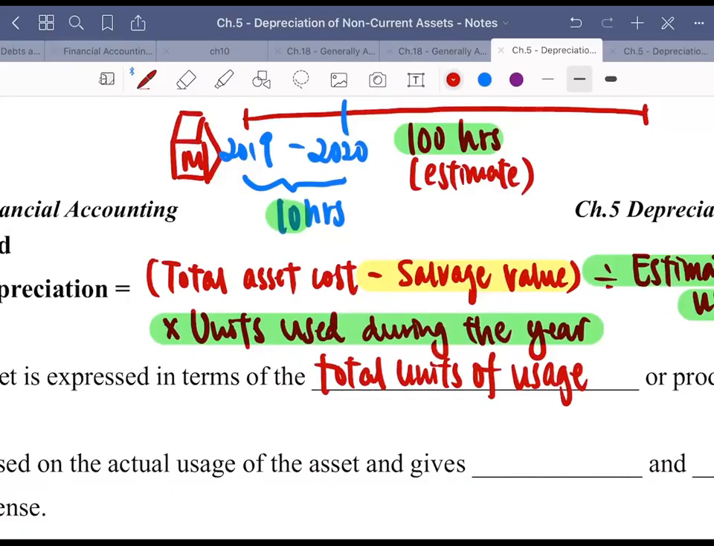So this would be 1/10, and you may say it is 10% in the first year using the usage-based method. If we increase the number of hours used in the second year, maybe to 30 hours, then we're going to increase the percentage to 30% in the second year. So each year's percentage, or each year's usage, is different.